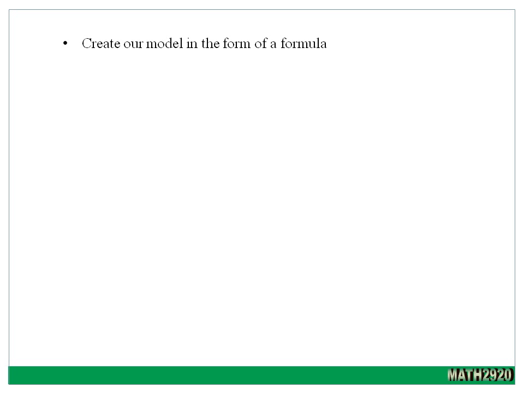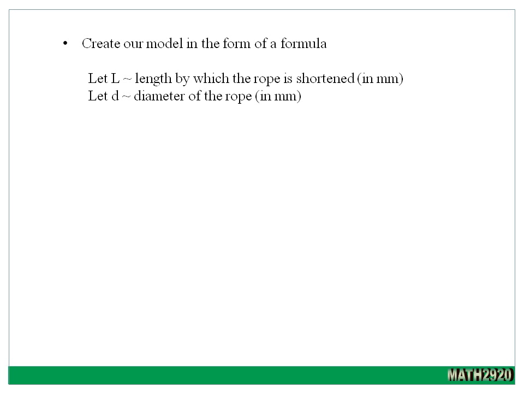So having got our data and had a look at it, we can create a model in the form of a formula by fitting a straight line that goes through the data, ignoring that rather spurious point. If we let L be the length by which the rope is shortened in millimetres, and let D be the diameter of the rope, then by looking at that data we can come up with the model that L is equal to 8.0 D plus 1.2. Given that this formula comes solely by looking at the data and nothing else, this is an empirical model.